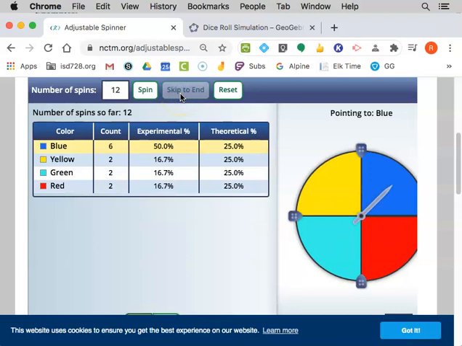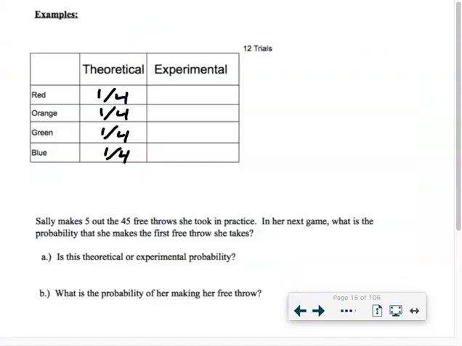So, wow, I have a very big difference in mine. I had 6 blues pop up and then 2 of everything else. So that'll be easy to remember. If I go back over, we can record these experimentally. Blue, I had 6 out of 12, which is 50%. Remember that these were all 25% theoretically. So 50% of my spins ended up being blue.